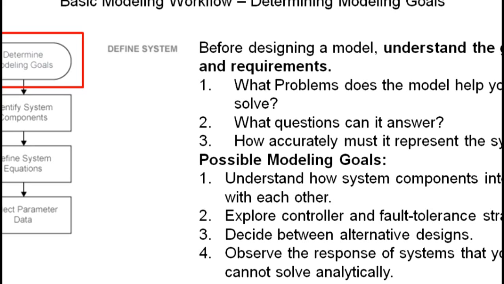Some possible modeling goals can be: understand how the system components interact with each other, explore controller and fault tolerance strategies, decide between alternative designs, observe the response of a system that we cannot solve analytically, and determine how various inputs and changing model parameters affect the output. These are some of the key points we need to keep in mind while determining the modeling goals.